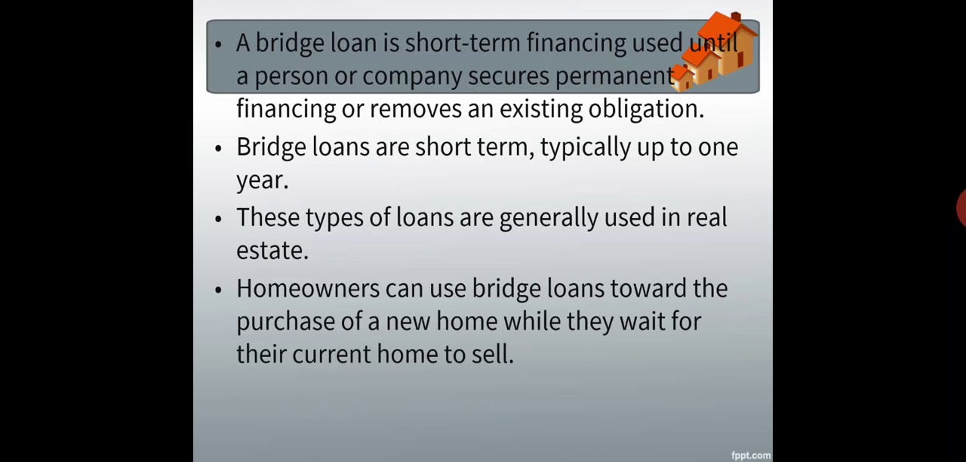A bridge loan is short-term financing used until a person or company secures permanent financing or removes an existing obligation. That is already discussed in the last slide. Bridge loans are short-term, typically up to 1 year. These types of loans are generally used in real estate business. Homeowner can use bridge loans towards the purchase of new home while they wait for their current home to sell. This is the best example of bridge finance.